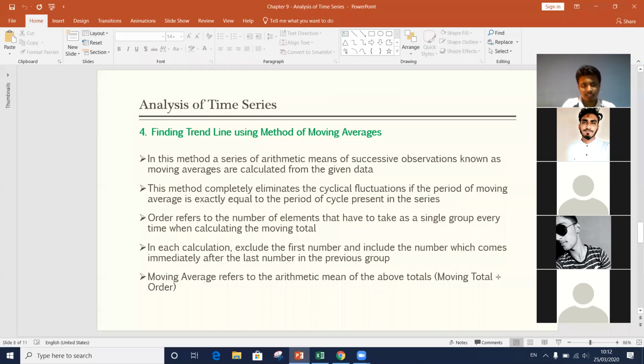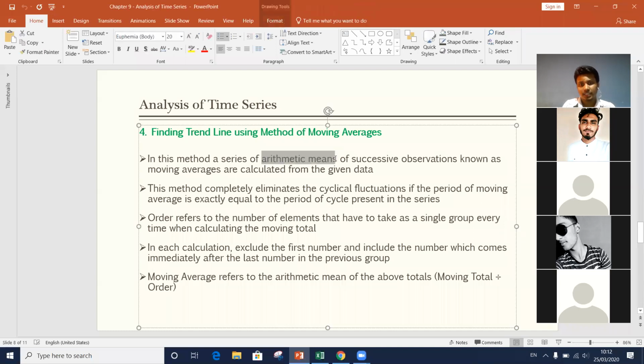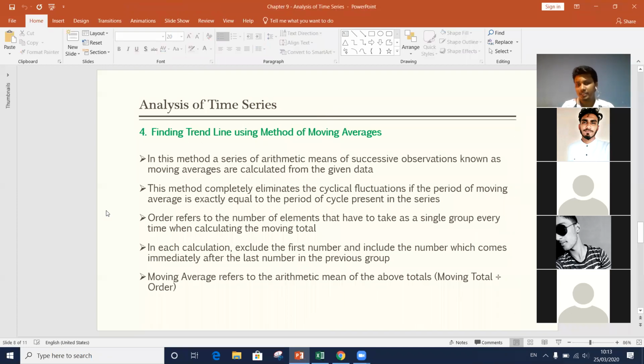What it says, in this method, what we need to do? A series of arithmetic means. Series of arithmetic means of successive observations, known as moving averages, are calculated from the given data. What we basically do here under the moving average method is we are supposed to calculate the arithmetic mean. I will tell how to do this with an example.